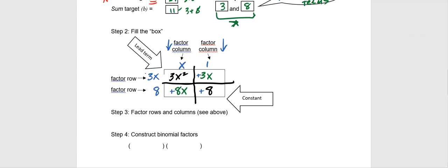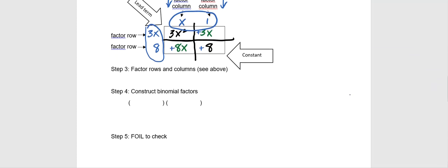So I have everything I need between these two values here and these two values here, because these become the pieces of my binomials. If I take these two numbers and fill in as one binomial, and I take these two terms and fill in as the terms of my other binomial, I have my answer.